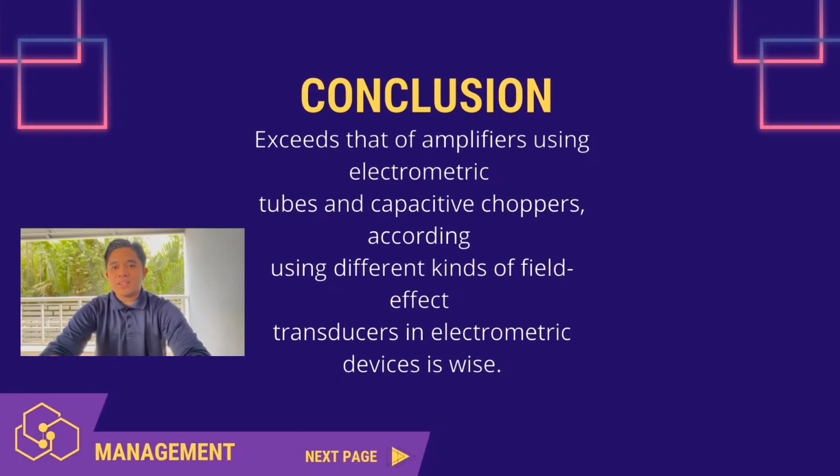Conclusion for this topic: the use of amplifiers using electrometric tubes and capacitive choppers, versus using different kinds of field effect transistors in electrometric devices, is wise.